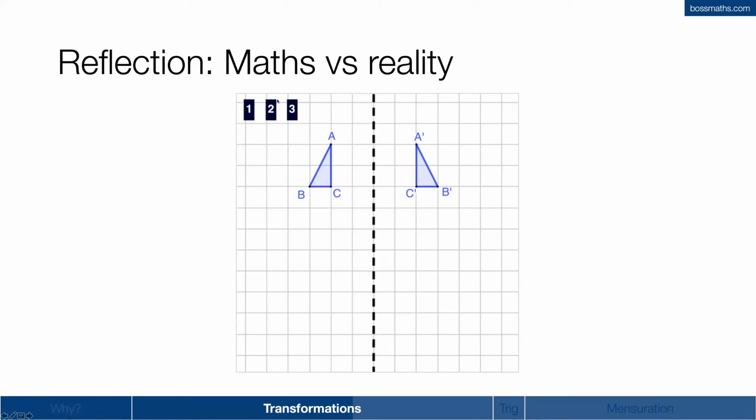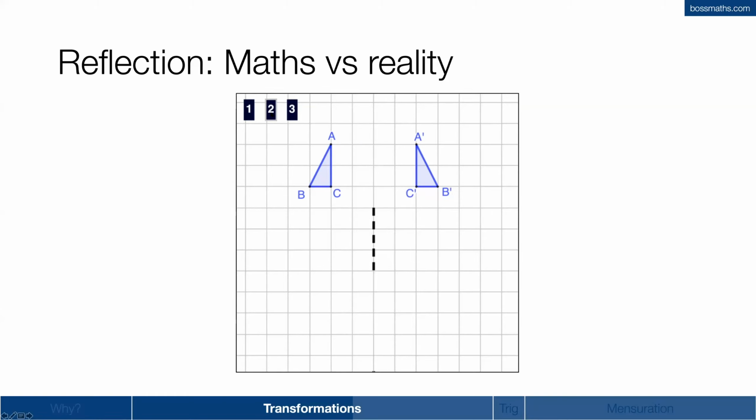Now, what if instead of a line of reflection, I just had a line segment? I had a finite mirror. Does this still make sense? Is this a correct reflection? I'll give you a moment to think for yourselves. Is this a correct reflection? Okay, hopefully you've had a chance to think.